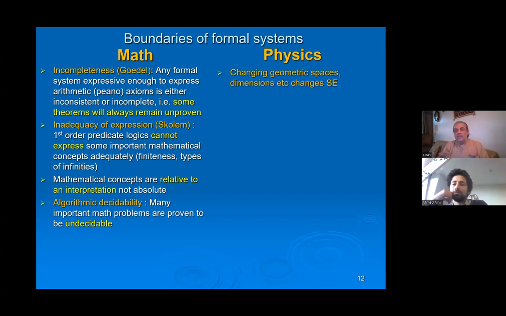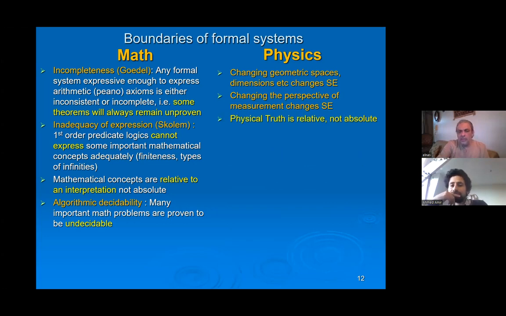If I change only the geometric space, the way I measure things, and then get something completely different, then this means that I never really reflected reality. Which actually, by that time, they knew. Changing the perspective of measurement also changes scientific evidence.